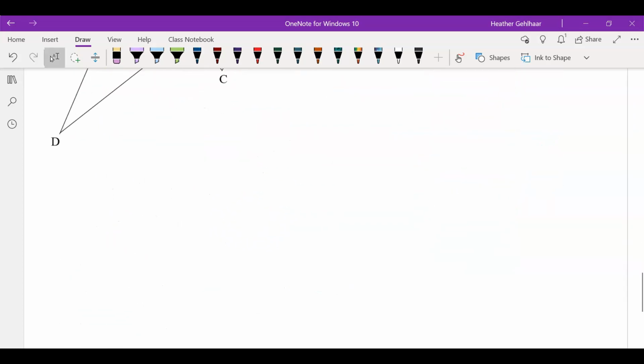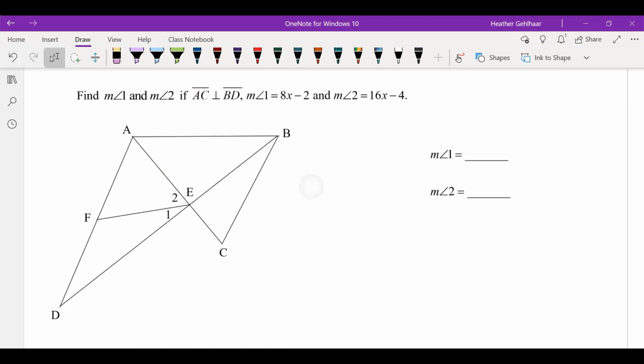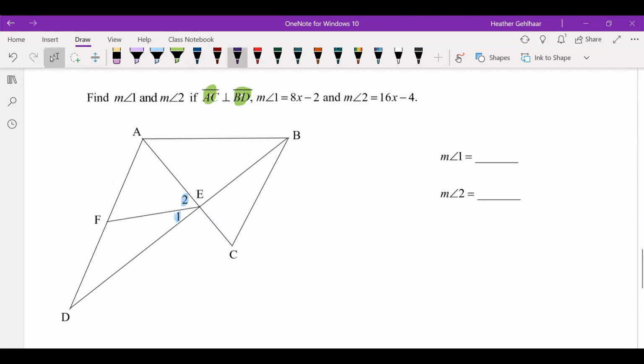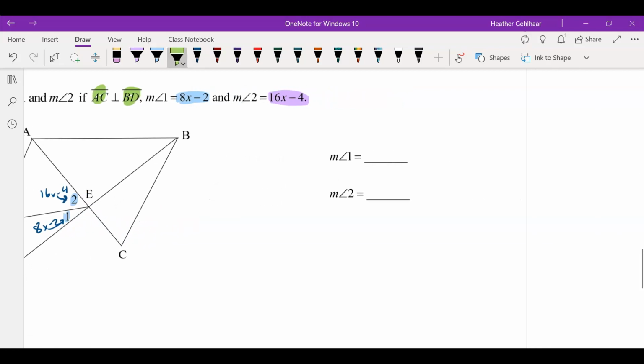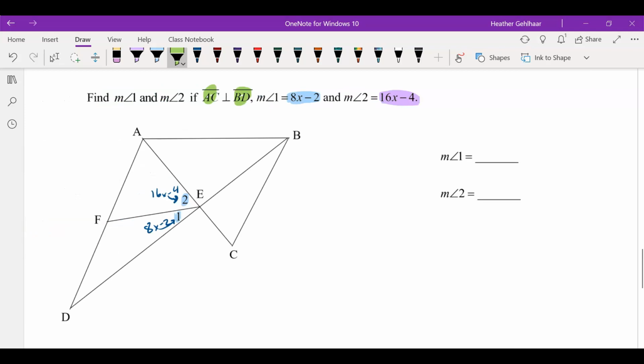Okay, next example and the final example. It says find the measure of angle 1 and the measure of angle 2 if our segments AC and BD are perpendicular. We know the measure of angle 1 is 8x minus 2, and the measure of angle 2 is 16x minus 4. So I'm going to go ahead and write that in. So we have 8x minus 2, and we have 16x minus 4, right? And this is for this angle here, and this one is this one there. Okay, so our segment AC is perpendicular to BD.